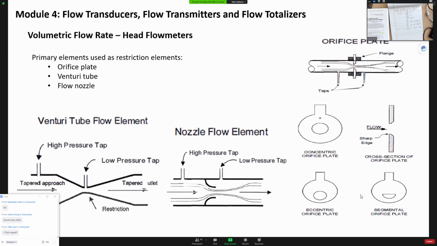So those are three very common ones. And we're just going to give you some introduction for them.